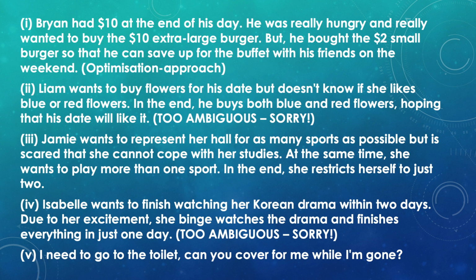So the reason why this is an optimization approach, as you can see here, is that he has this $10 and he is hungry, so he can buy the $10 extra large burger. But then he optimizes because he has this criteria of also wanting to save up money for his buffet with his friends on the weekend. That's why he buys a $2 burger instead.